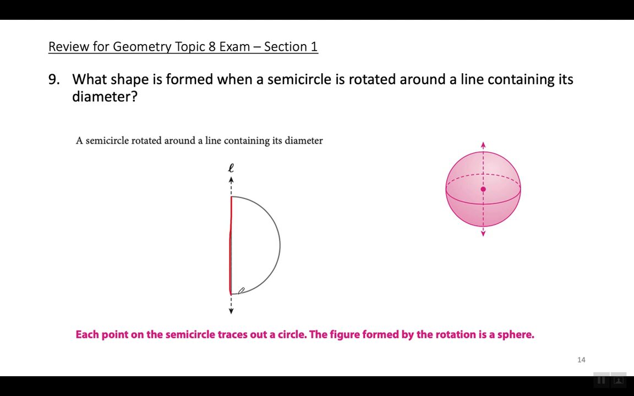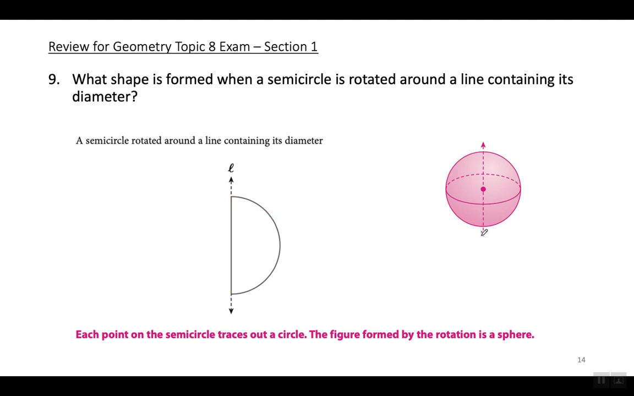If I rotate this semicircle like this, like that, and then like that, in three-dimensional space, I'm going to get this sphere. I almost said space. I was getting ready to say sphere, and I said space. So if I rotate that in three-dimensional space, I'm going to get this sphere. So make sure you know that. Again, how can you get that wrong, especially since it's on here on the review?